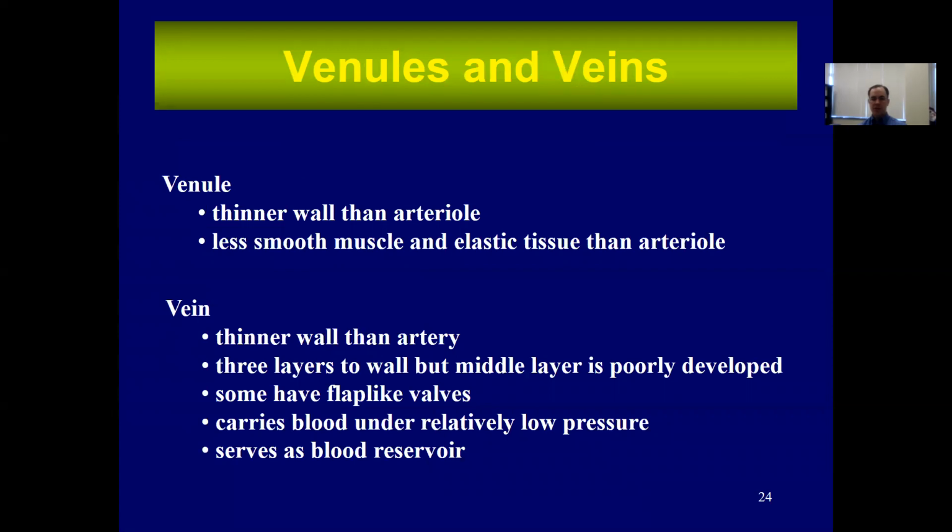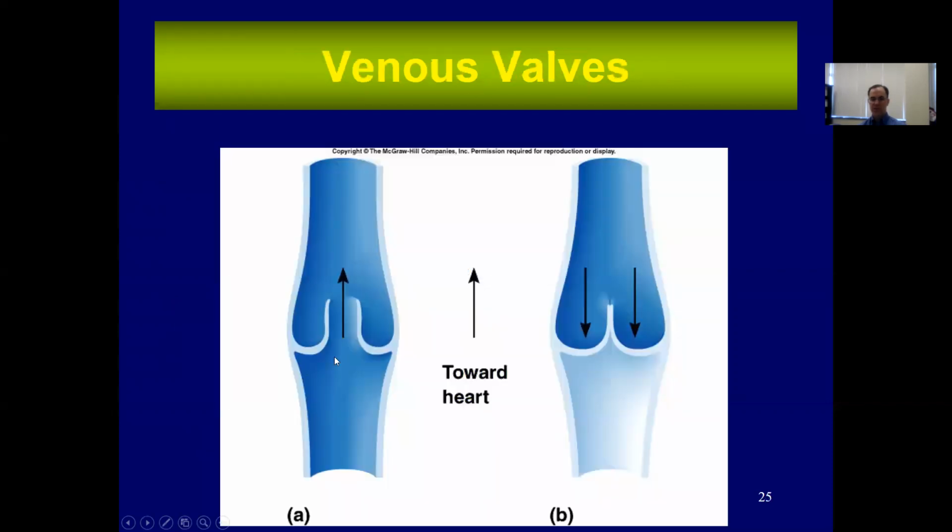Then you have the venules. When blood leaves the capillaries, the venules accept it. And then from the venules, you have the veins themselves that carry the blood. They're thick walled. They have valves that prevent the backflow of blood. Here you can see that the veins have these valves. They close to make sure that the blood flow does not go back, but instead goes in one direction towards the heart.